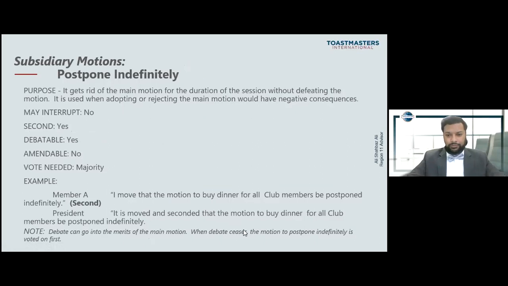Thank you, DTM Ali. I don't think there is any ambiguity regarding the amending motion. But my question is about postpone indefinitely. When do I raise the motion? Maybe I'm going to say while the main motion is being discussed, or after the discussion for the main motion is finished. When do I raise the motion to postpone indefinitely?